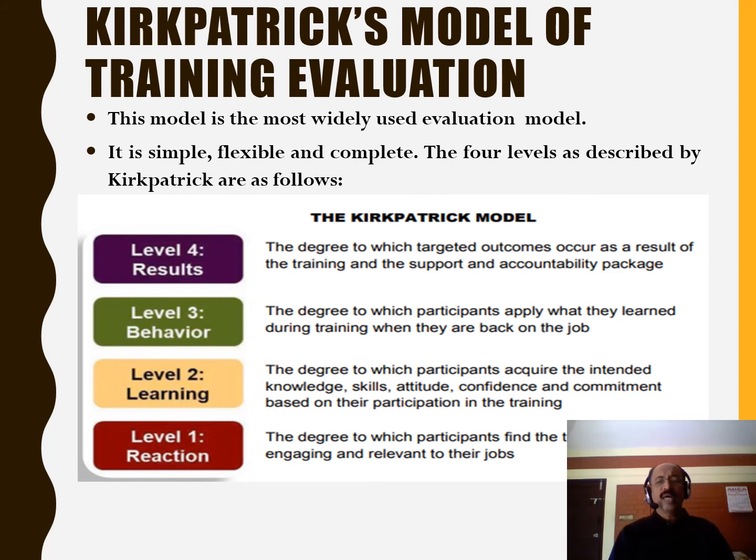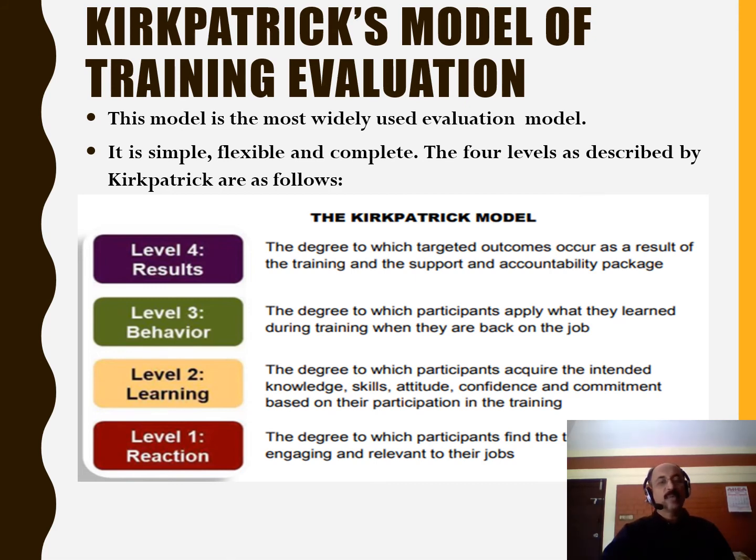Level 4, results: the degree to which targeted outcomes occur as a result of the training and the support and accountability package. Level 3, behavior: the degree to which participants apply what they learned during training when they are back on the job. Level 2, learning: the degree to which participants acquire intended knowledge, skills, attitude, confidence and commitment based on their participation in the training. And level 1, reaction: the degree to which participants have found that the training was engaging and relevant to their jobs.